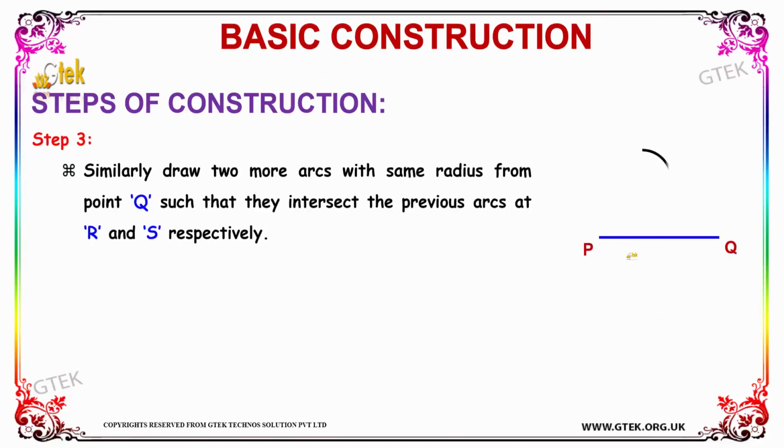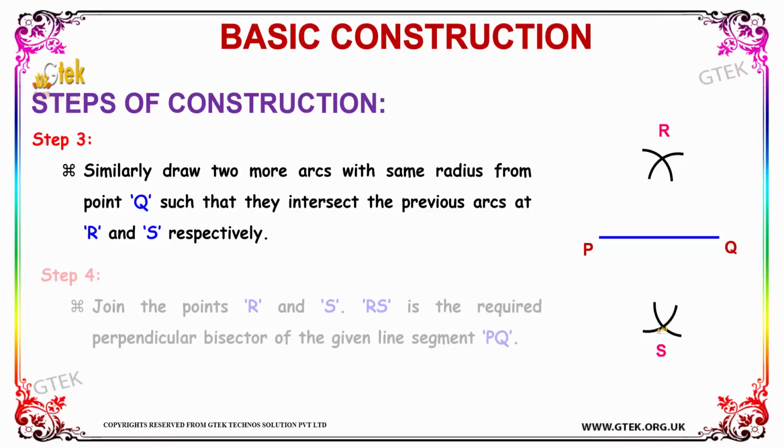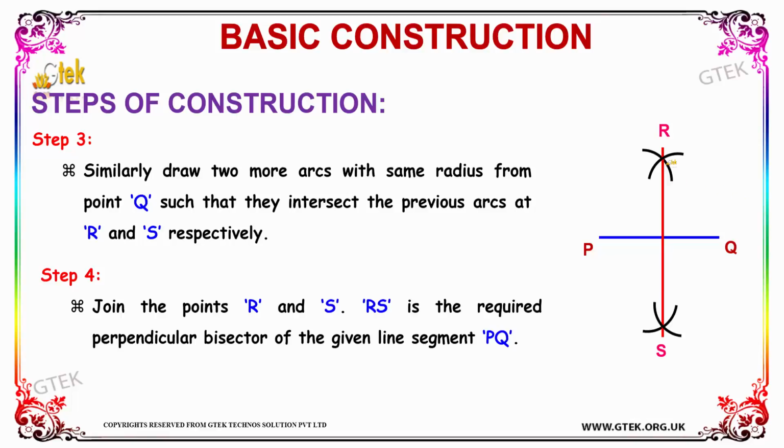The third step is, in a similar way, we need to draw two more arcs with the same radius from the point Q such that they intersect the previous arcs at points R and S. Now we join the points RS, so that RS is the required perpendicular bisector of the given line segment PQ. So this is how we construct the perpendicular bisector of a line segment.